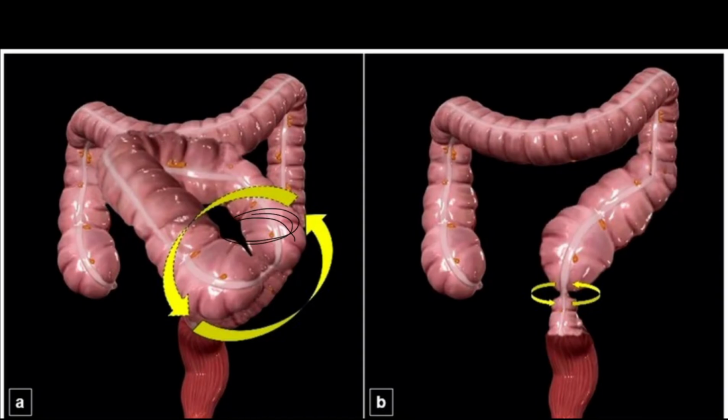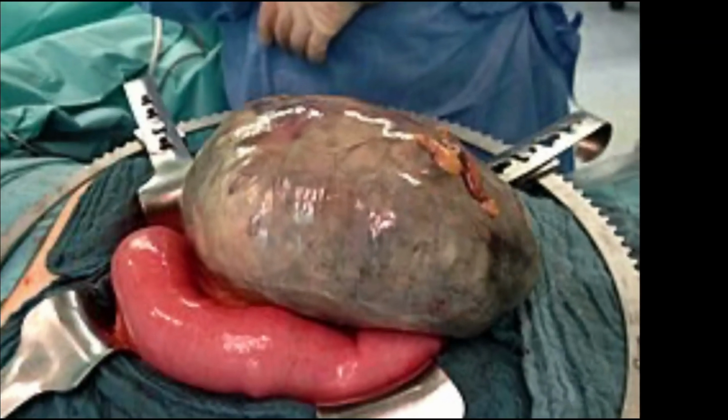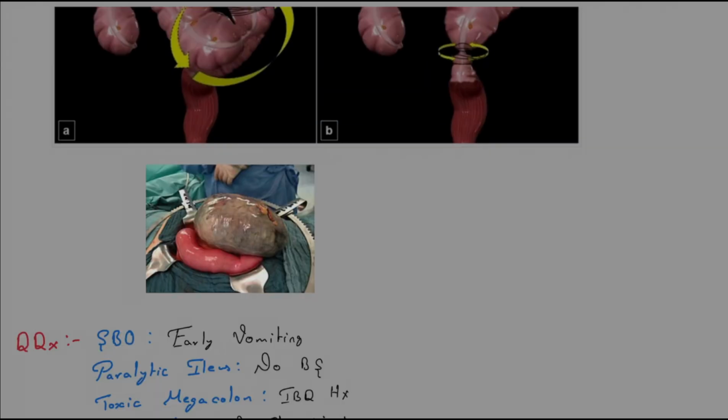So this is the sigmoid colon getting twisted, and here also the sigmoid colon got twisted. Okay, so this is a real picture. I took the picture while working in the general surgery department. That time I saw this type of toxic megacolon. Okay, so these are the things.